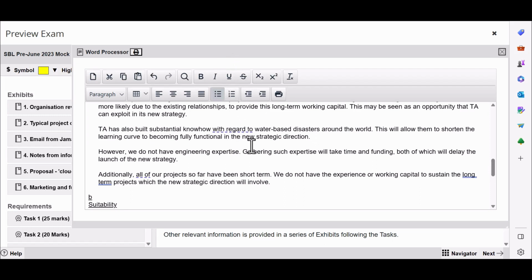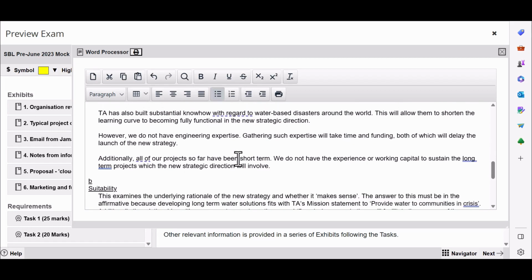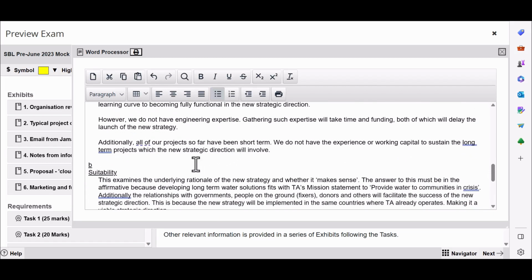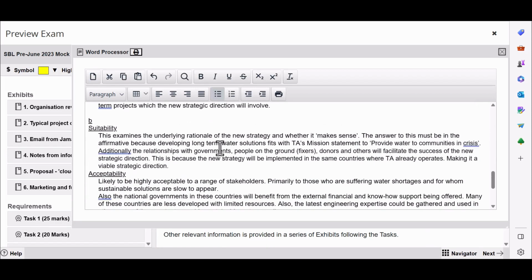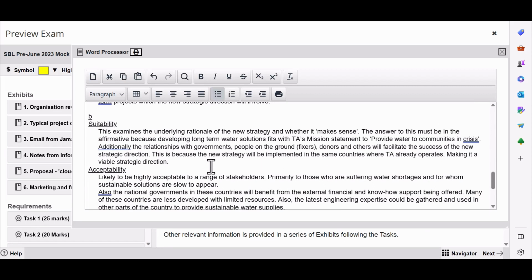So those are both strengths, if you like, but then I talk about a weakness, an internal weakness, a lack of engineering expertise, and it'll take time to gather that, find the people and so on. That will cost money. Additionally, all of our projects have been short-term. We don't have experience of working capital to sustain long-term projects, which a new direction will involve. So we're good at working on short-term projects, but don't know how good we will be on long-term projects where people have to be away from home for maybe weeks on end, maybe months on end.